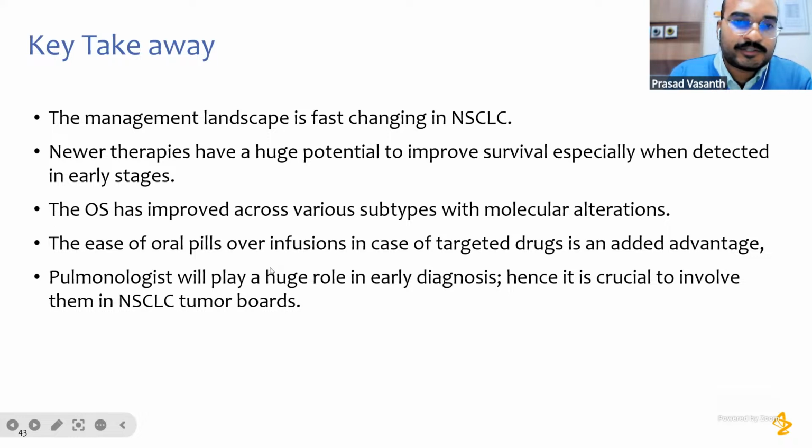So hopefully this DFS benefit will translate to OS benefit, and will lead to better quality of life and better survival outcomes in patients. So thank you. I hand over to the moderators.